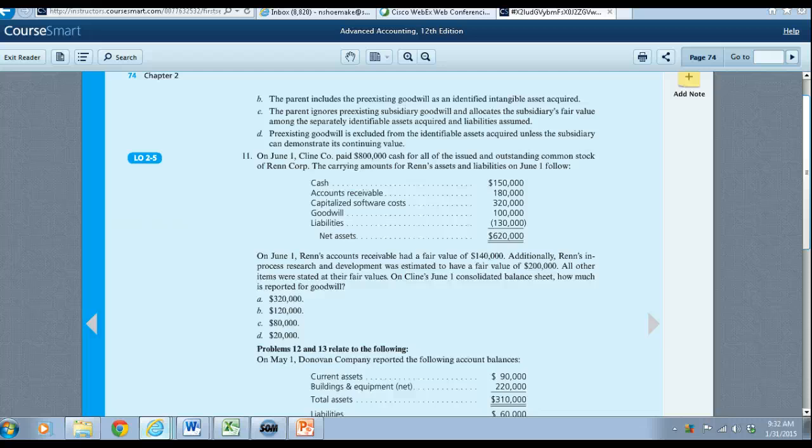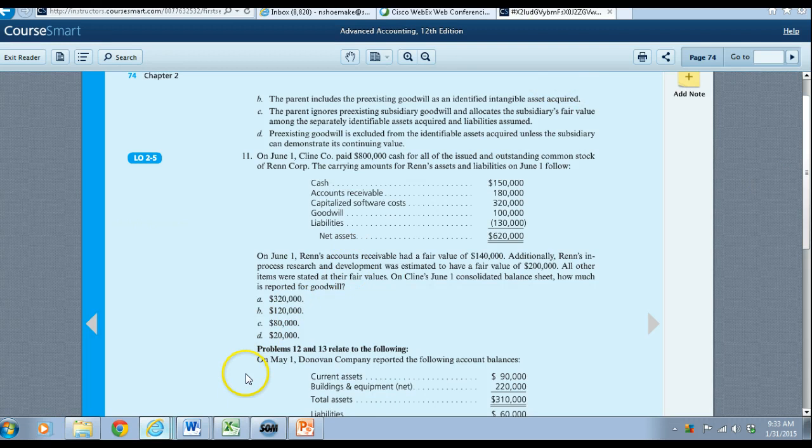On June 1st, Ren's accounts receivable had a fair value of 140. So it's showing on the books at 180, but we know it's truly at 140, so that's what we're going to use. Additionally, Ren's in-process research and development was estimated to have a fair value of 200,000. All other items are stated at fair value. On Klein's June 1st consolidated balance sheet, how much is going to be reported for goodwill?